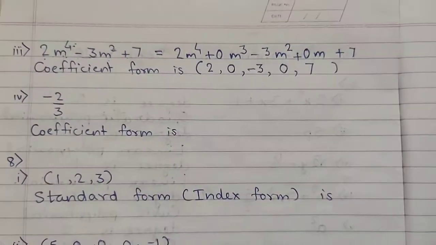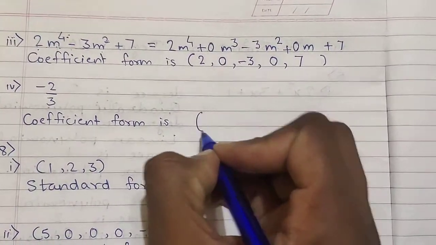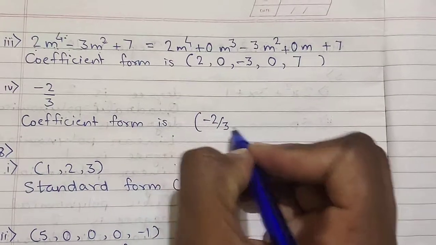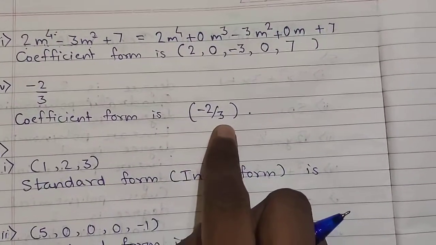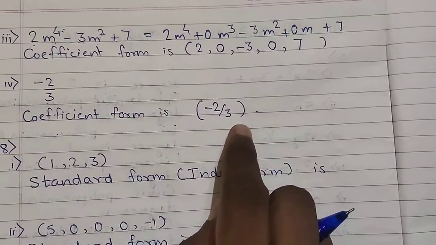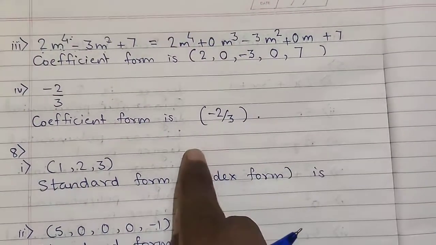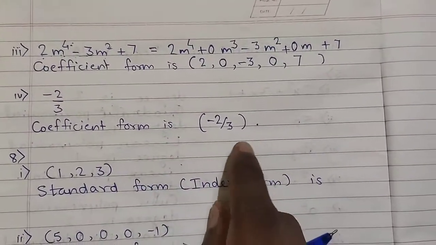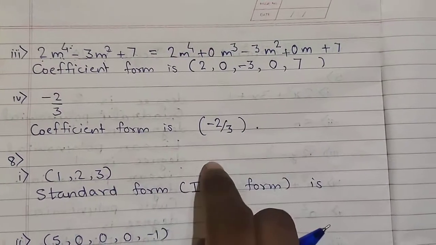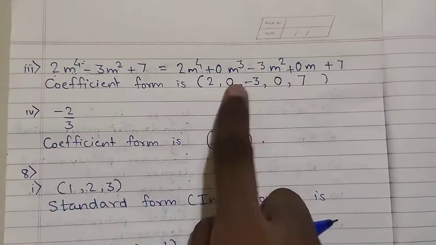Now last one is very simple. In this case your single number is there, so you can write directly, that is minus 2 upon 3. Only one term is there. This is a monomial, so your coefficient form should be only a monomial. Okay, so it is very simple. Only you have to take care of those terms which are not present, and you are going to write the coefficient of that missing term as 0 always.